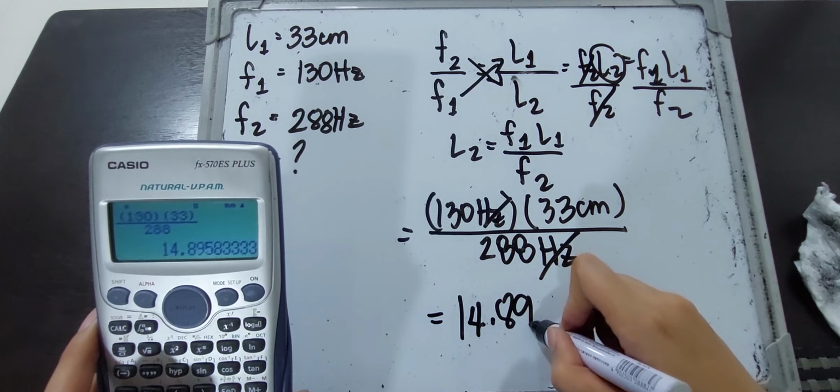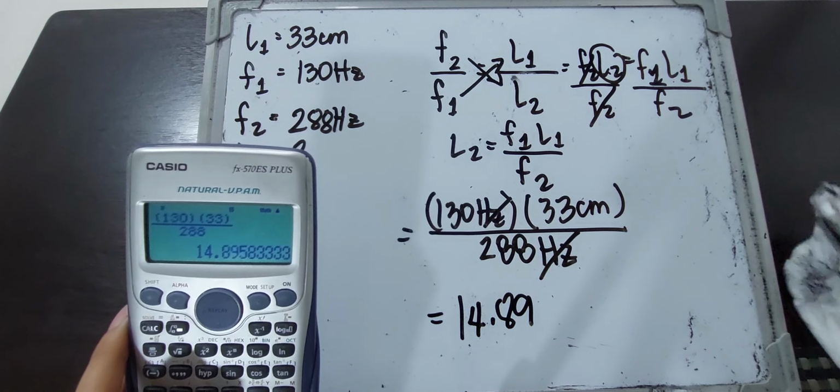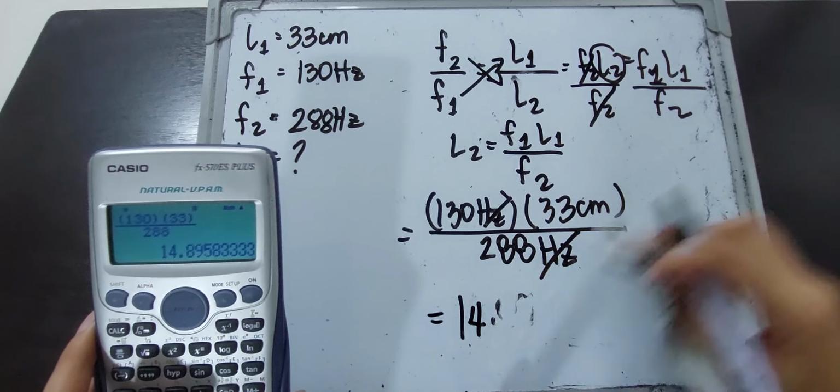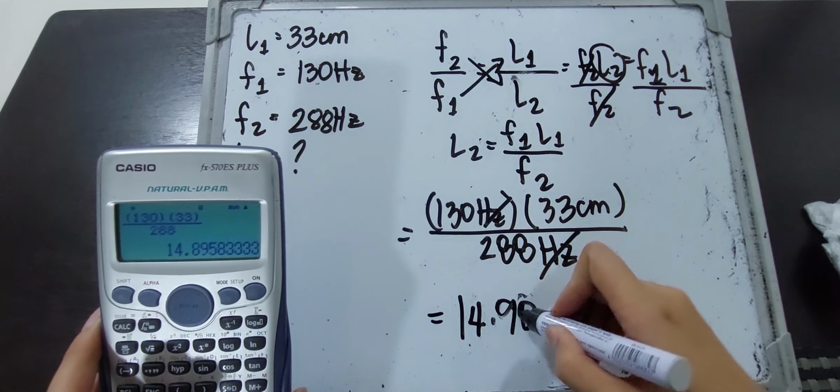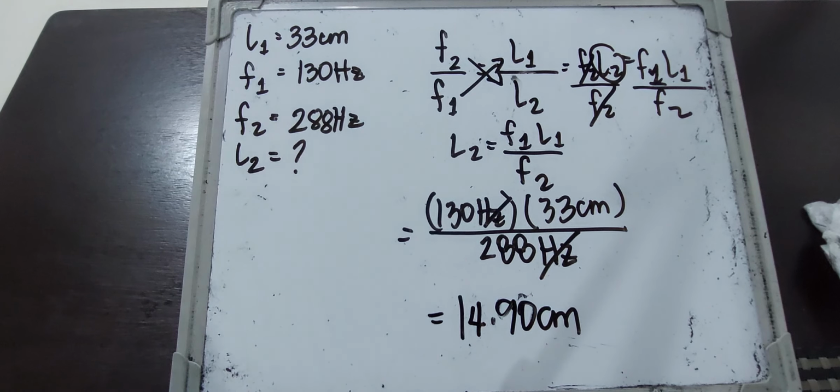14.89, or since it is 895, we can round it to 14.90 centimeters. So, our answer is 14.90 centimeters. That is how we write the formula from the factors. So, we still have a second example, and that one is about a piano.